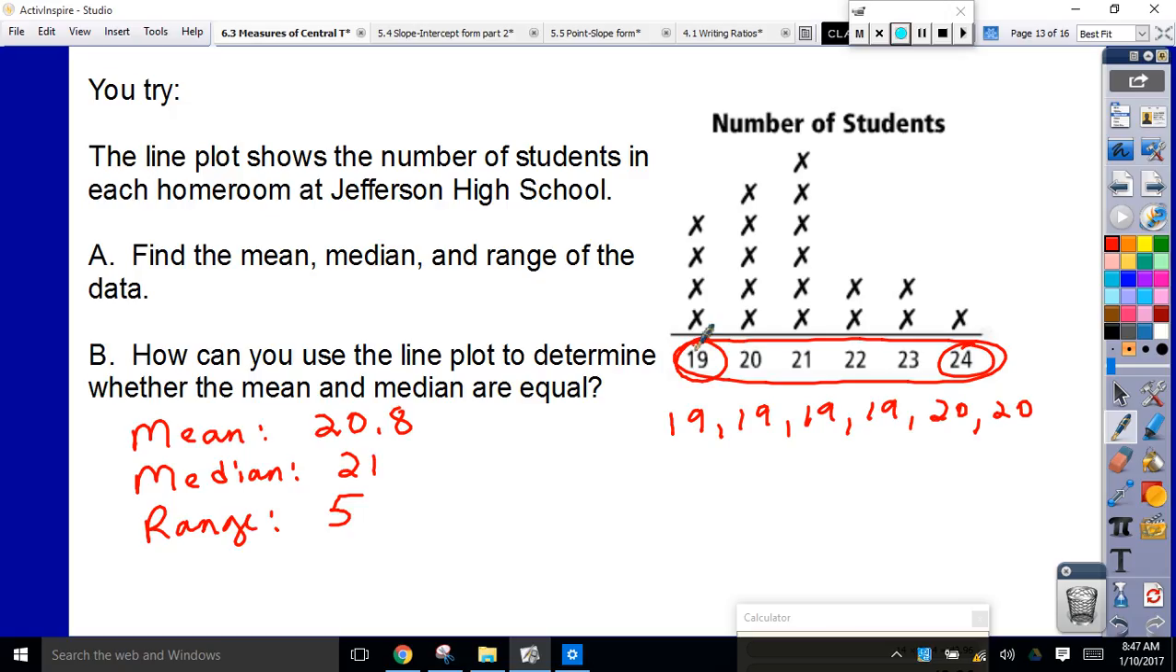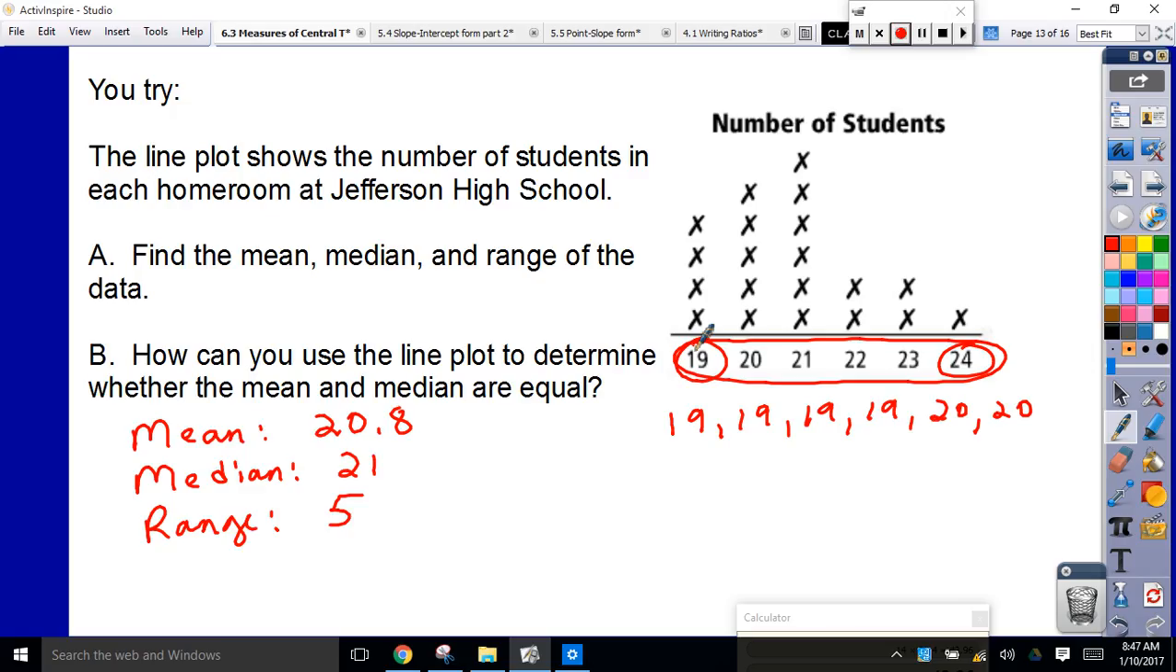So the range of students in each homeroom is the largest number, which is 24, minus the smallest number, which is 19. Okay, B asks how you can use the line plot to determine whether the mean and median are equal. Volunteer for that one? Lacey? The graph isn't symmetrical, so one is likely. Right, the graph is not symmetrical, so they're most likely not the same. This graph is shifted a little more to the left. So there are more homerooms with a smaller number of students than a larger number of students. So we would expect both a mean and a median in the lower end of the range than in the upper end, because we have more x's.